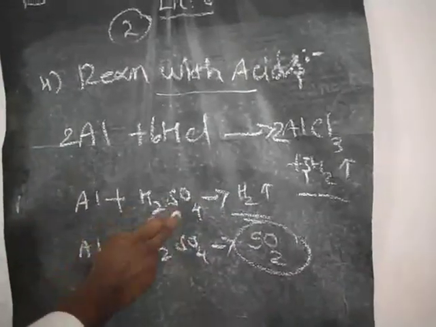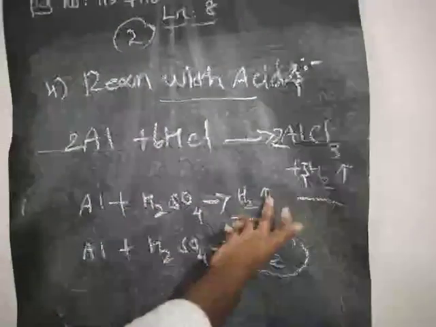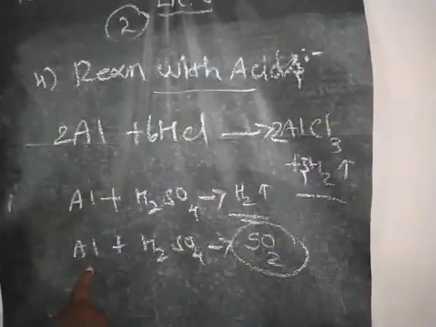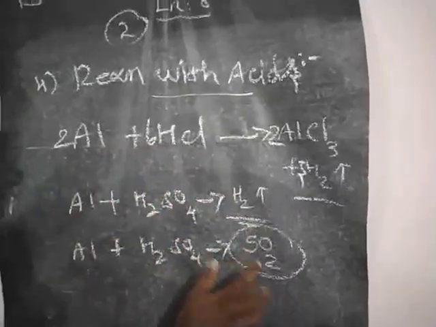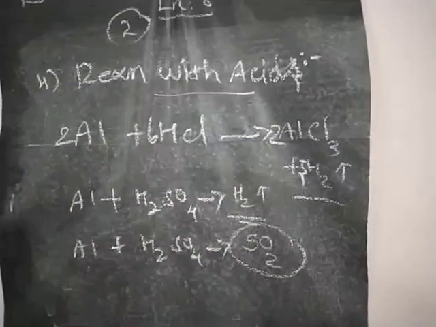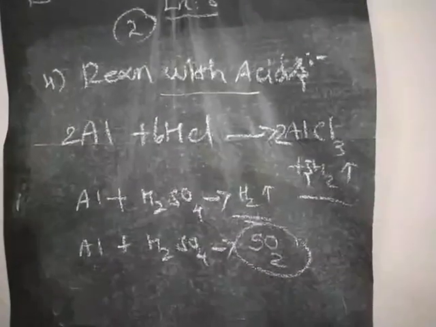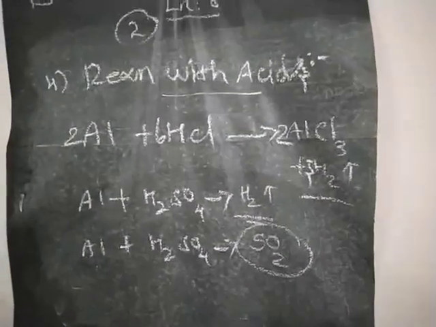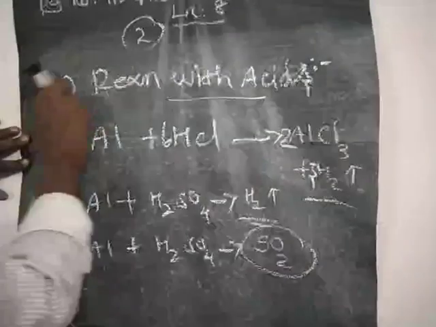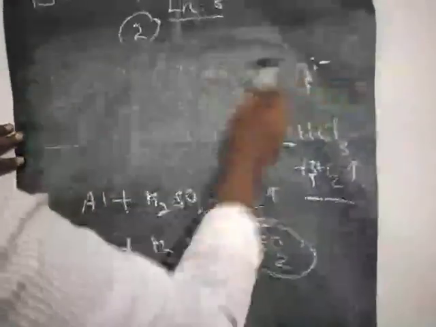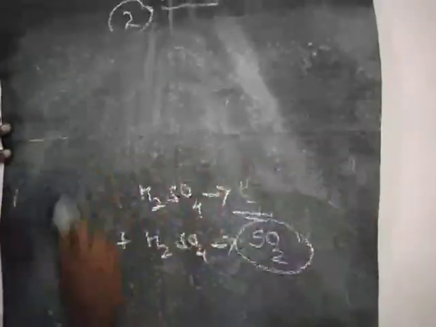Aluminium reacted with dilute sulfuric acid liberates hydrogen gas. The same aluminium reacted with concentrated sulfuric acid liberates which gas? Sulfur dioxide gas. Aluminium does not react with either dilute nitric acid or concentrated nitric acid because of the layer formation.